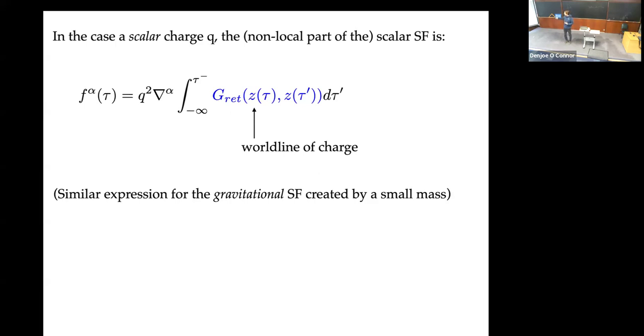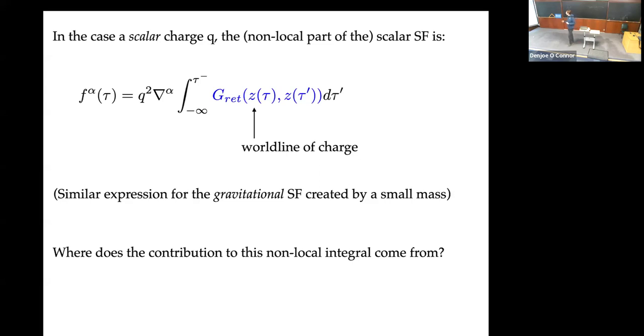And it's a covariant derivative of a worldline integral of the retarded Green function. So the Green function is a bi-function. It depends on two spacetime points. One is the field point where you evaluate the self-force. The other one is where you integrate along the past worldline of the charge. So the retarded Green function is useful for calculating the self-force. And there's a similar, although more complicated, expression for the gravitational self-force case. You can have an electromagnetic self-force case as well if you have electric charge.